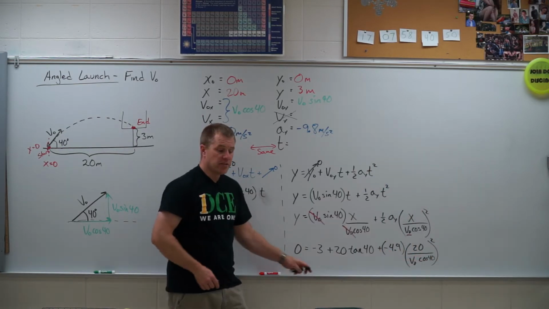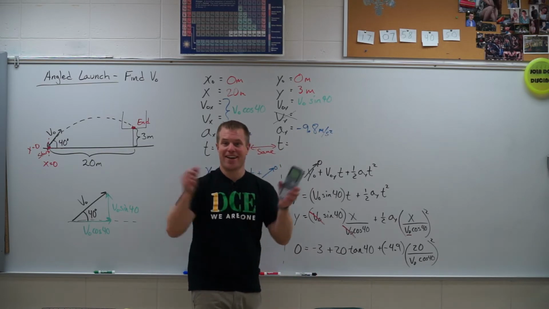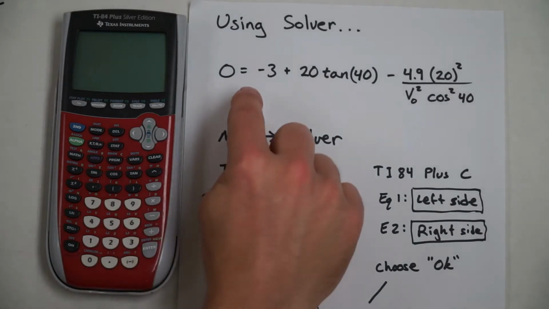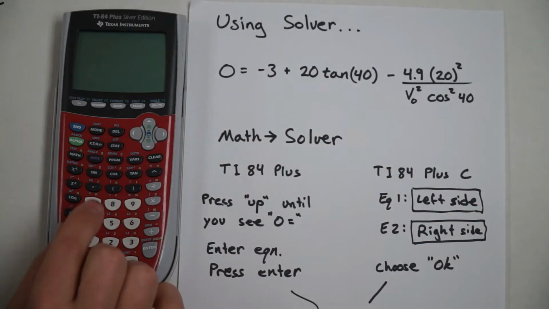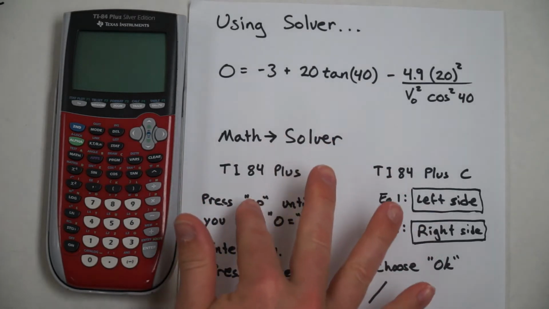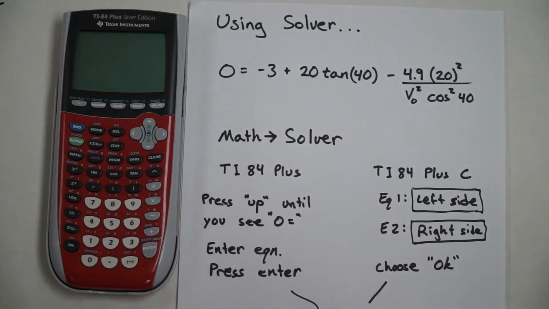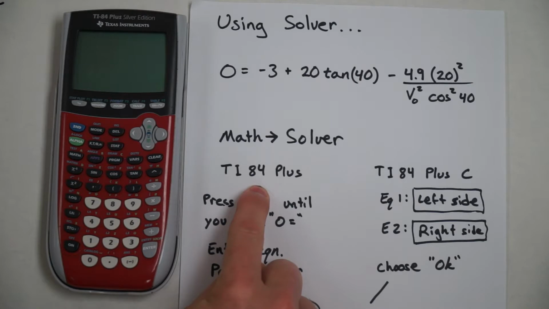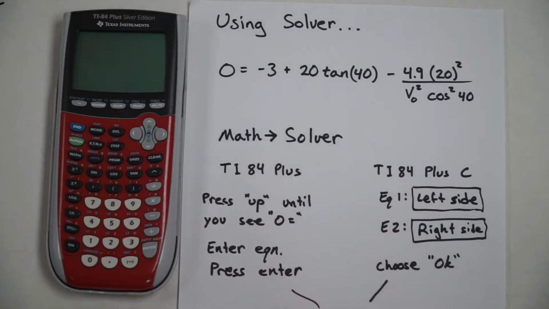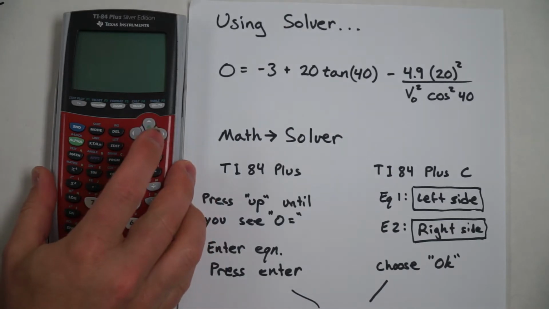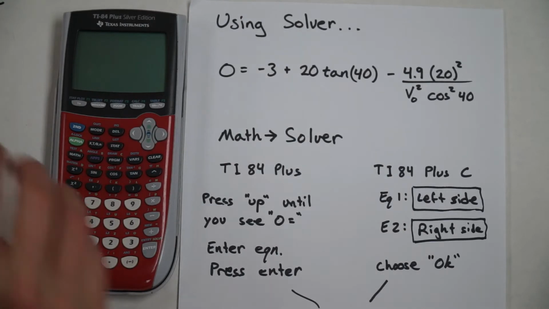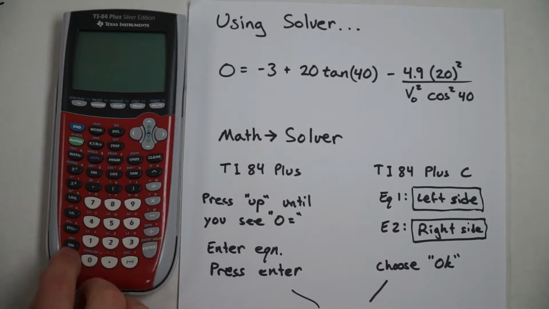All right, let's flip over to our calculators. Let's use this solver. So I have my equation, and I want to use the solver on my calculator to solve it. I'm going to need to either follow the steps here for how to use it on a TI-84 Plus, or the steps here if I have the color version. I'm going to first show you on the TI-84 Plus, then I'm going to show you on the color.